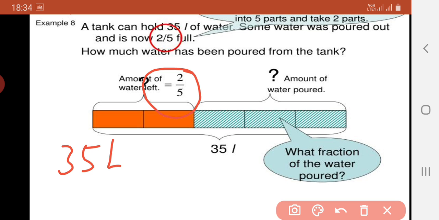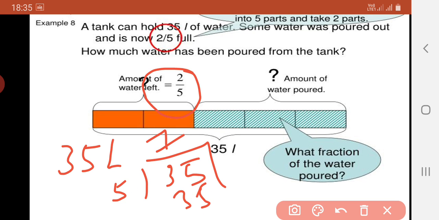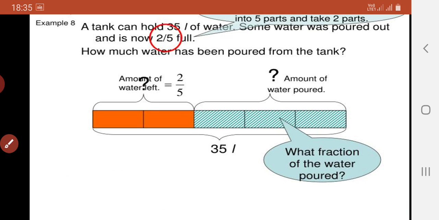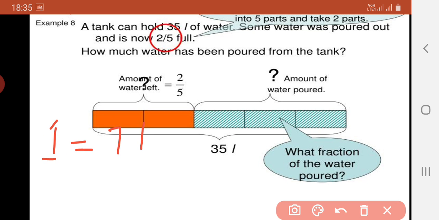So according to the previous example, we can make 5 equal parts of 35 liter. So 5 equal parts of 35 will be 35 divided by 5. 5 sevens are 35. So 1 part is 7 liter. 2 parts is equal to 14 liter.